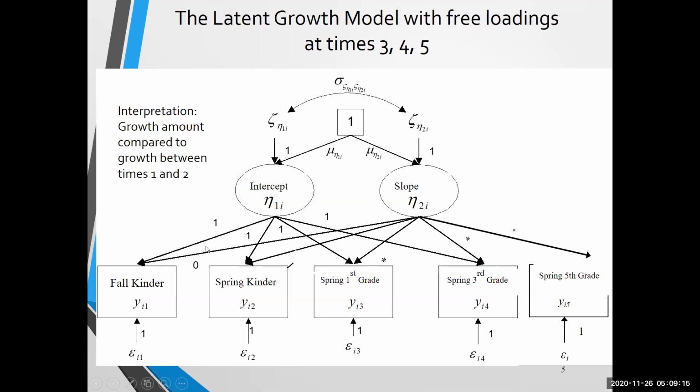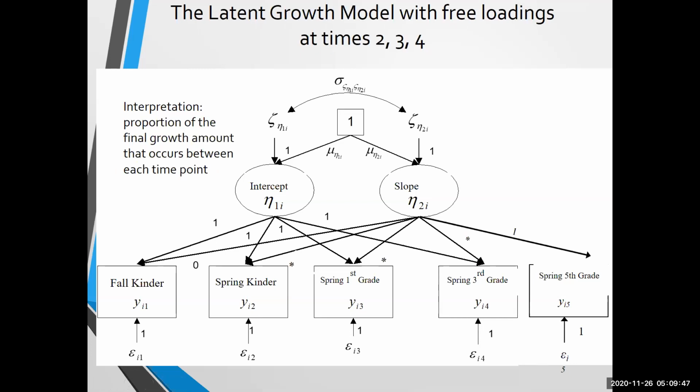So here, let's say the third loading is freely estimated to be 1.3. That means that the growth from fall kindergarten to spring kindergarten is 1, right? It's a reference amount. And then if this third loading is 1.3, that means that the growth between kindergarten and first grade was 30% of what the growth was between fall kindergarten and spring kindergarten.